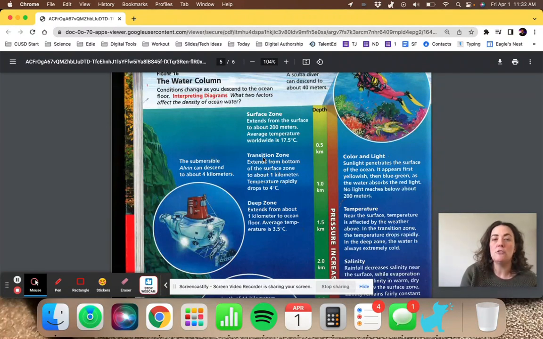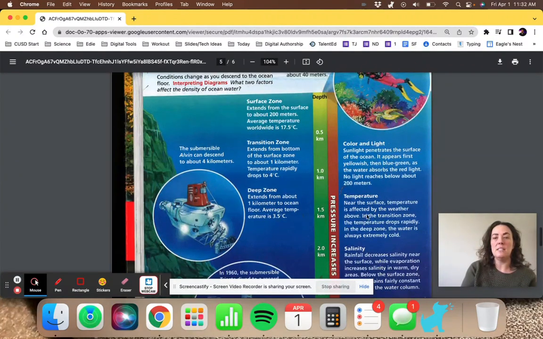Okay, the next zone is the transition zone, and that extends from the bottom of the surface zone, about 200 meters, to about 1 kilometer. So 200 meters to 1,000 meters. From the 17.5 degrees average, it drops very quickly to about 4 degrees Celsius. It's very, very cold. Near the surface, the temperature is affected by the weather above. In the transition zone, however, the temperature just drops rapidly. And by the time you get to the deep zone, which we're going to talk about, it's always extremely cold.